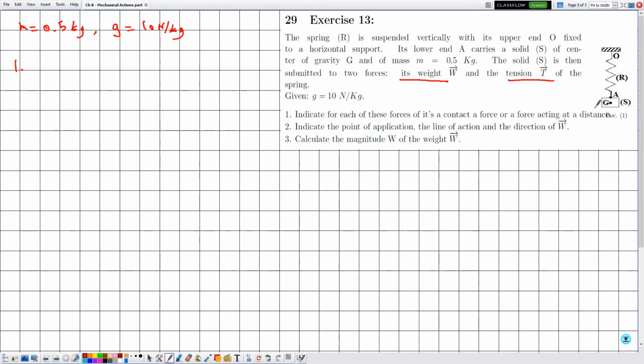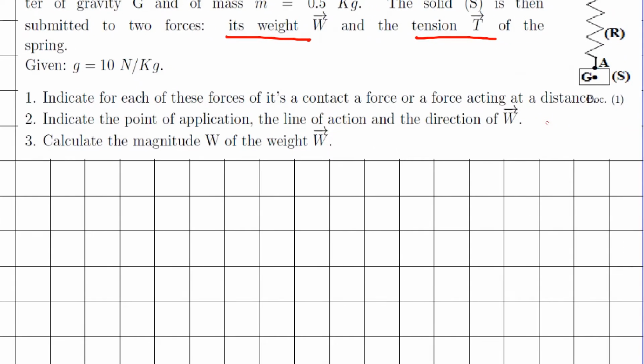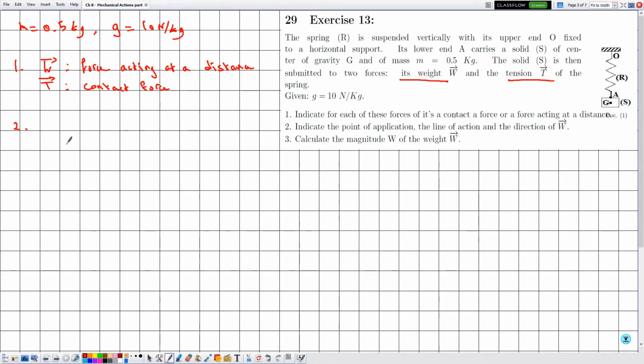We know that the only three forces that act at a distance are the weight, the electric force, and the magnetic force, so the weight is one of them. All other forces are classified as contact forces, and in particular the tension T. Now in number 2, they are telling me to indicate the point of application, the line of action, and the direction of W.